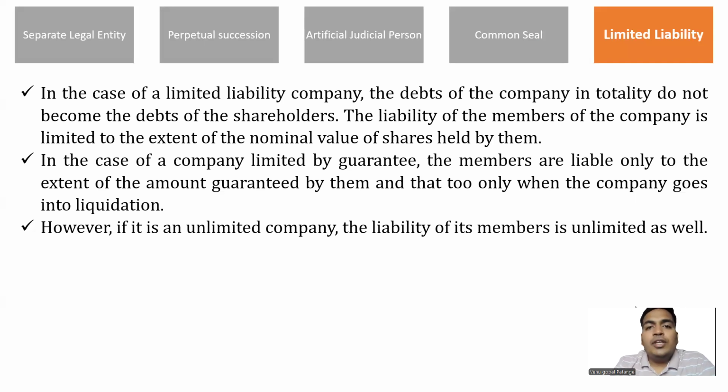So hope all the features are clear. There are 5 features. How to remember? CLAPS: C for common seal, L for limited liability, A for artificial judicial person, P for perpetual succession, S for separate legal entity. These will be asked for 2 marks mostly, or they may ask for 4 marks combining 2 features together, or 6 marks for writing all the features of the company. But mostly the probability of asking an individual feature is high.